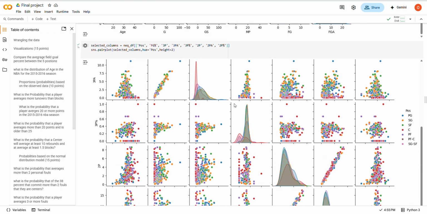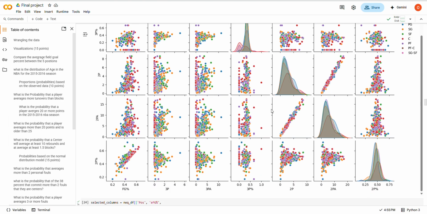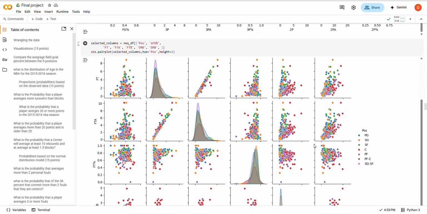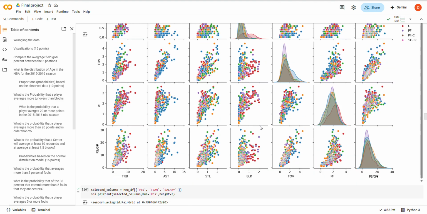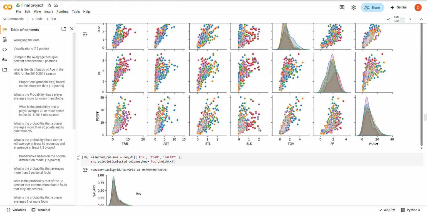So this is the first one we did. Here is the second one. Here is the third one. And here is the fourth one. I think we only have four. Yeah, we only have four, right?